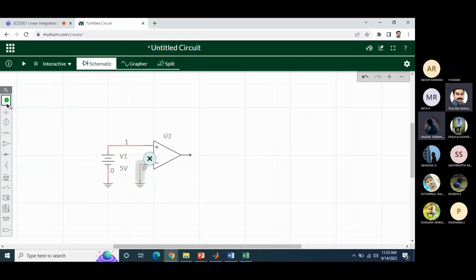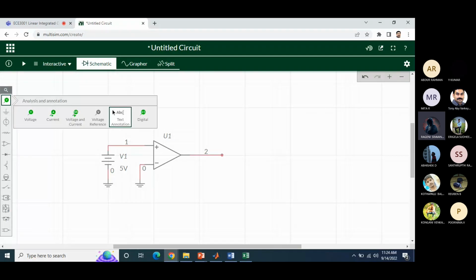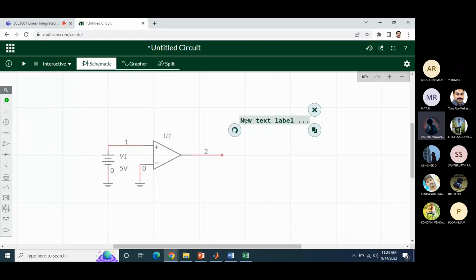Now suppose I want to measure the output voltage. Let me give a junction here so that I can measure. So I have simply connected 5 volt to the non-inverting terminal, and the inverting terminal I have grounded. So what is the differential voltage between these two points? What is VID here? What will be VID?